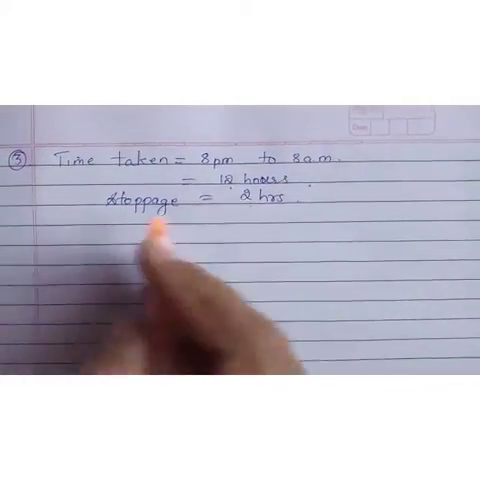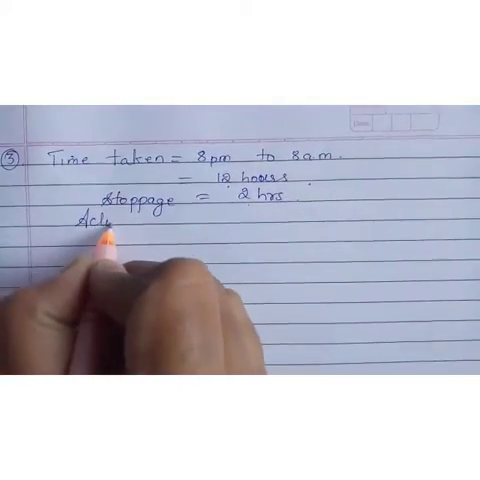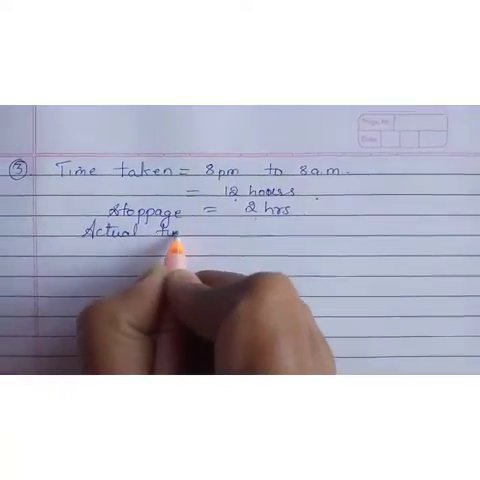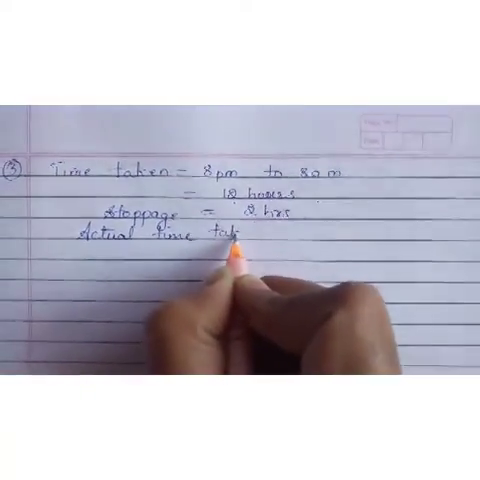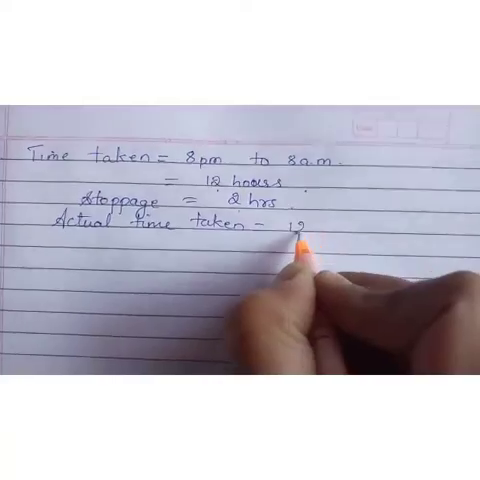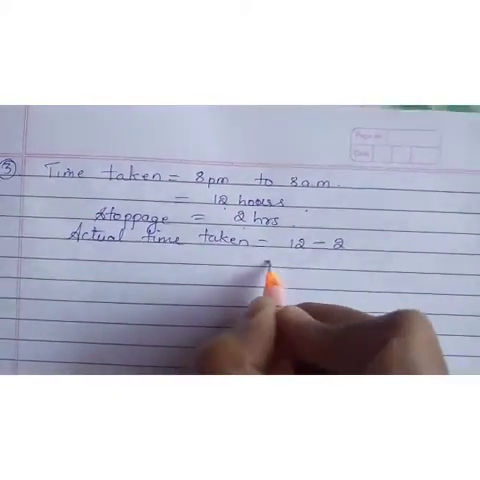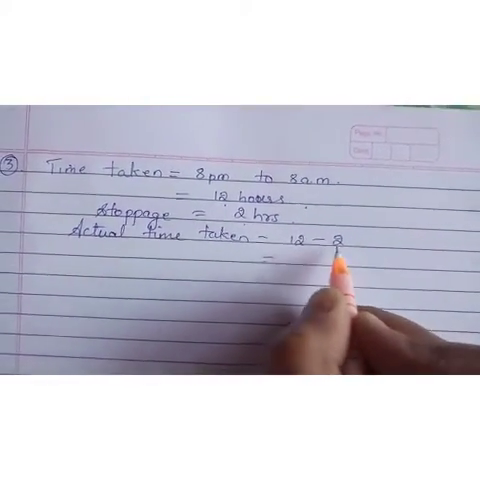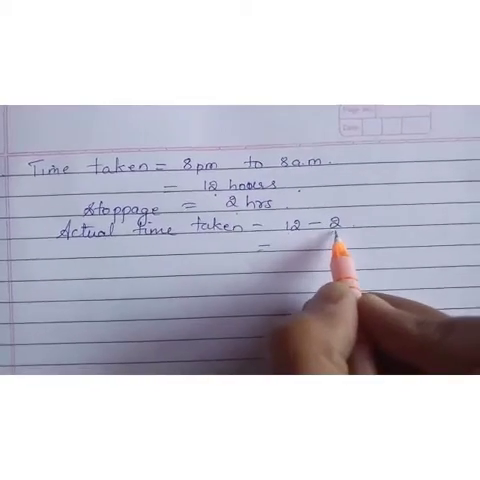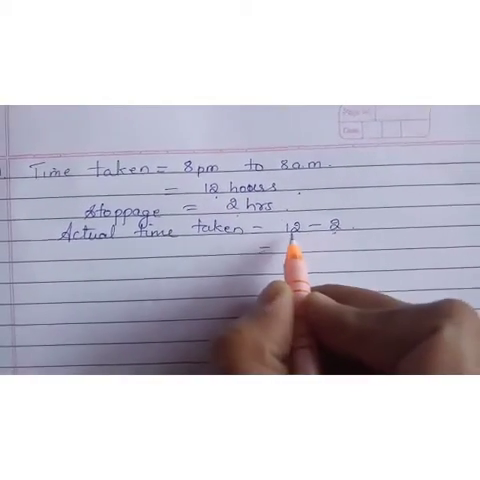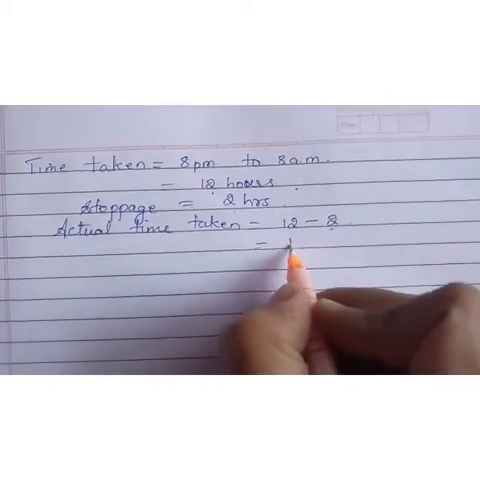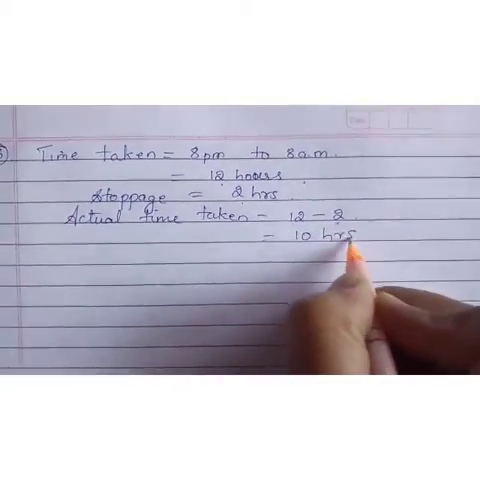So what is the actual time taken now? Actual time taken will be 12 minus 2, because this was the time taken, but in between 2 hours they had stopped. So we have to exclude these 2 hours. So 12 minus 2, it is 10 hours.